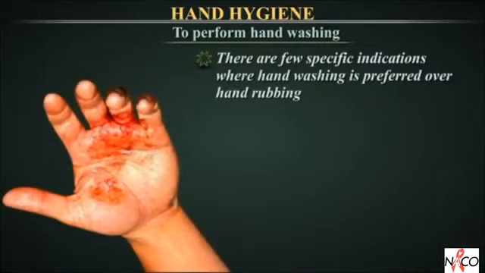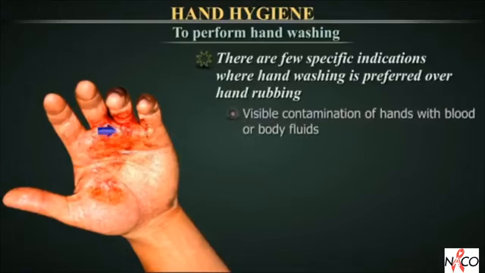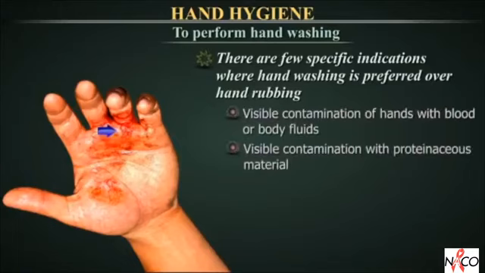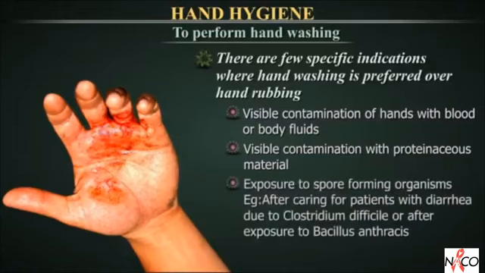There are few specific indications where hand washing is preferred over hand rubbing. Visible contamination of hands with blood or body fluids, visible contamination with proteinaceous material, exposure to spore forming organisms, for example, after caring for patients with diarrhea due to Clostridium difficile or after exposure to Bacillus anthracis, or after using restroom.